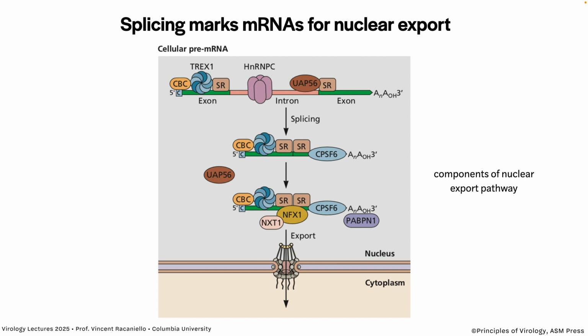And those are recognized by components of the nuclear export machinery. So NFX1 and NXT1 are recognizing that this mRNA has got splicing proteins still bound to it, so it lets it through the nuclear pore. So that's a check to make sure that the mRNA has been spliced, because if it's not spliced, it's got this intron and it's going to screw up the protein sequence. It's going to be all messed up. So you have to make sure that it's been spliced. So this happens for most cellular mRNAs.